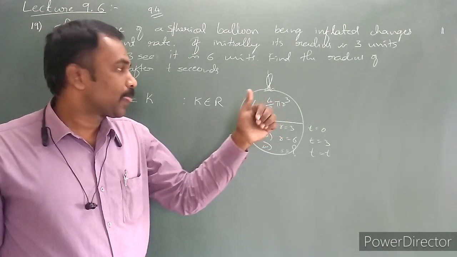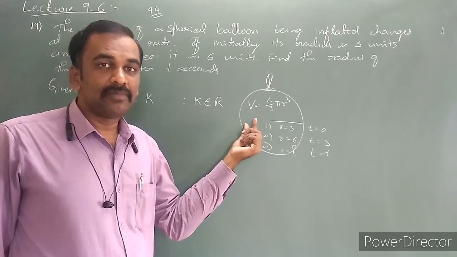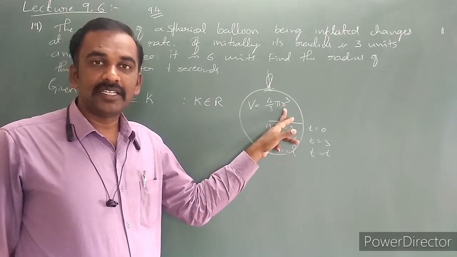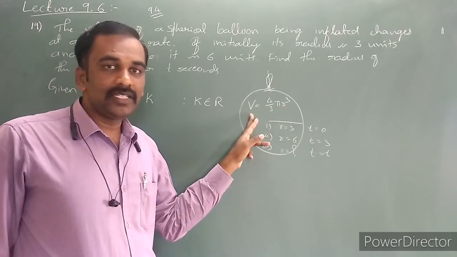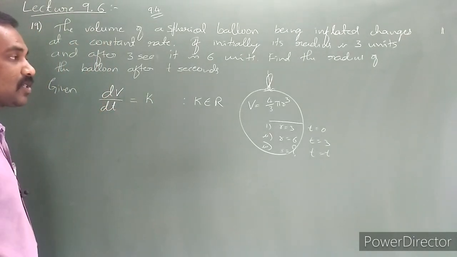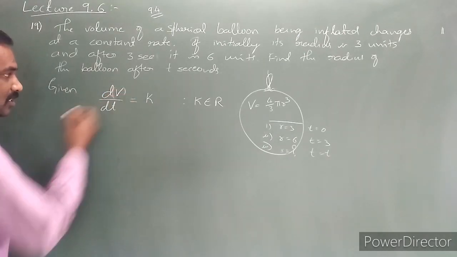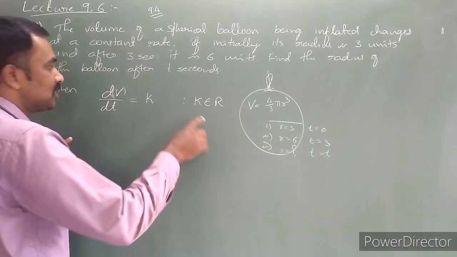Which one is the variable? r is the variable. Radius is the independent variable and volume is the dependent variable. But here it is with respect to time. So what I need to do is replace the value.